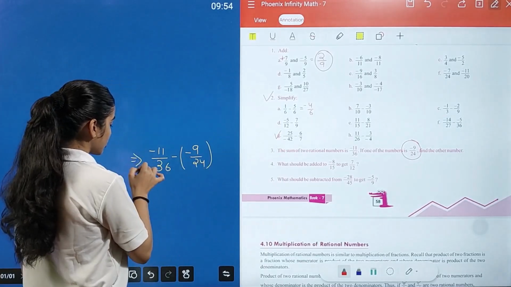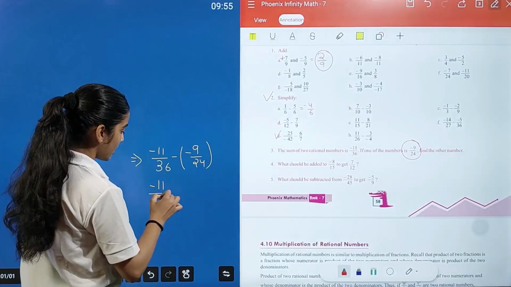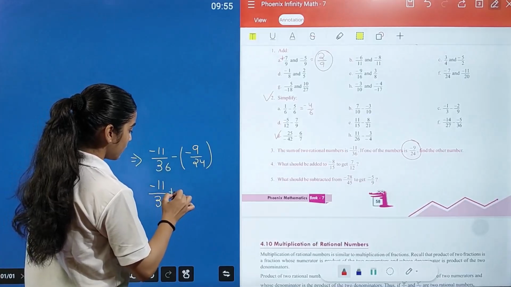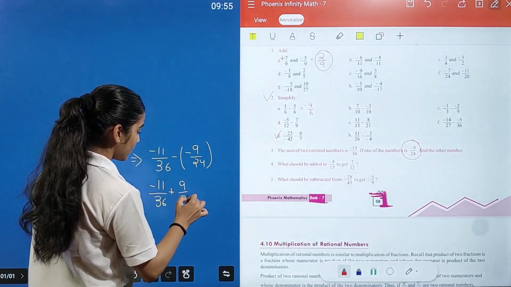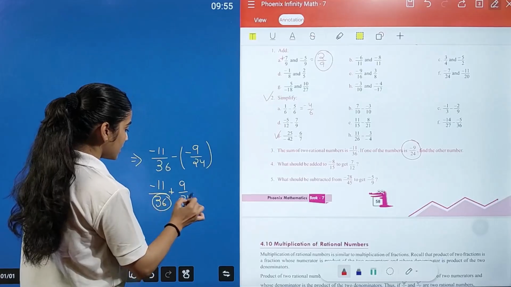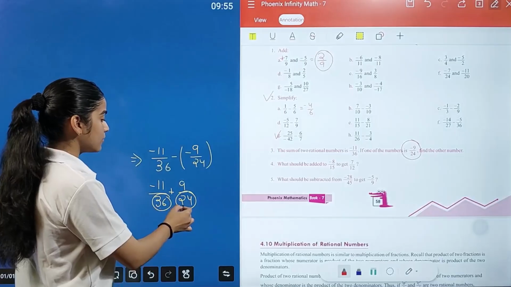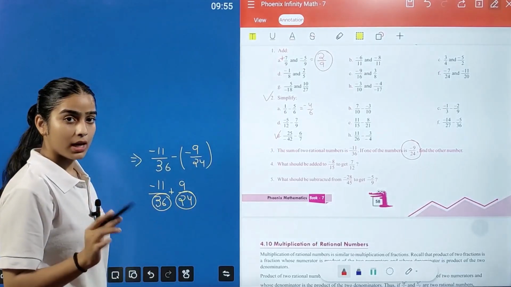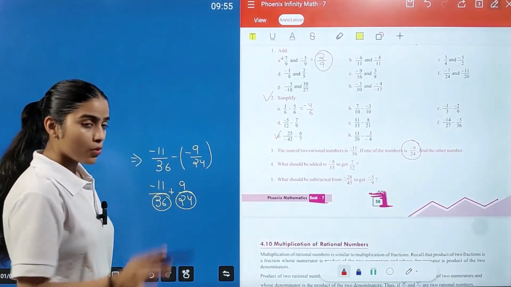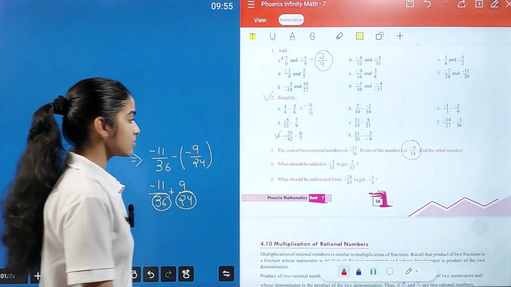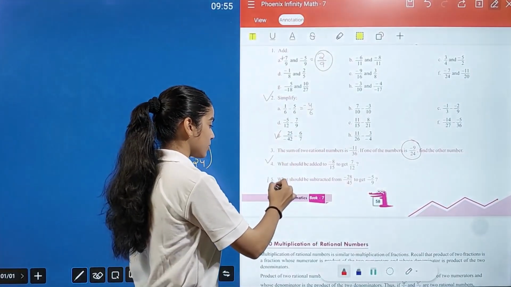This is your question. Further, it will be minus 11 by 36 plus 9 by 24. You have to take the LCM of 36 and 24 and further solve it. So I give you a hint here. You have to solve it on your own. The same process you have to do here for question number 4 and question number 5.